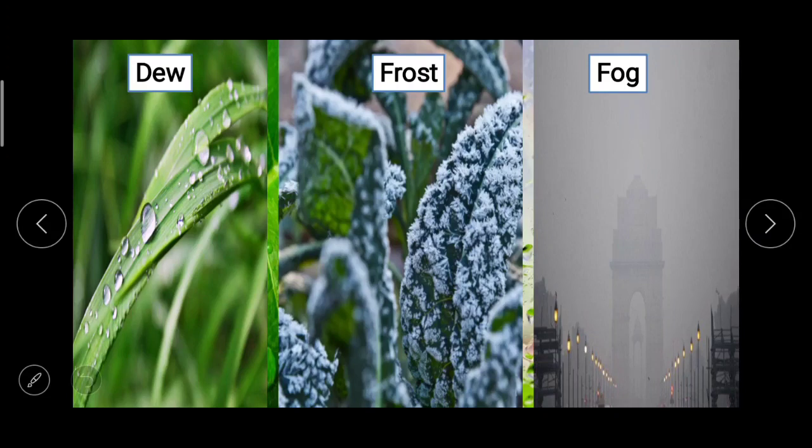So in this session, the first part of this topic, humidity and clouds, today we learned about the concept of humidity in the air and the types of humidity, in that absolute humidity, relative humidity, and condensation or densification and sublimation, dew, frost and fog.